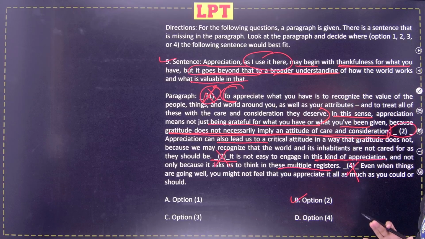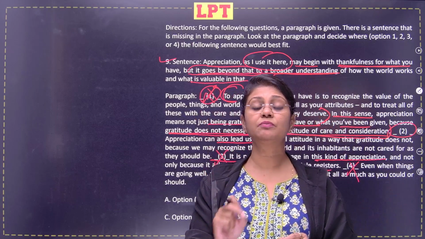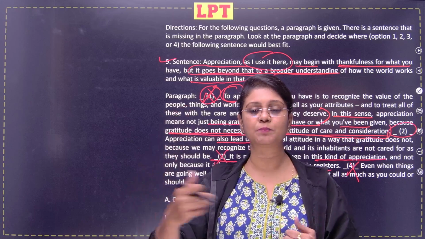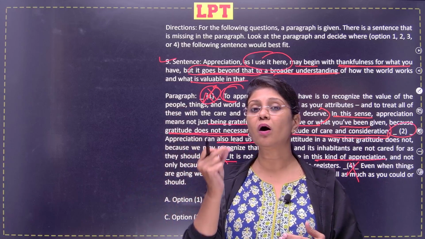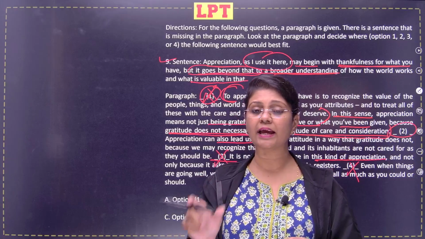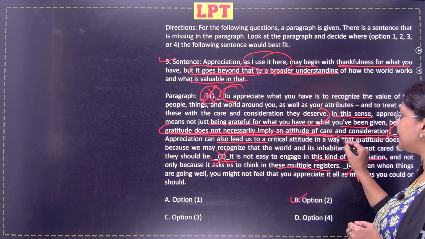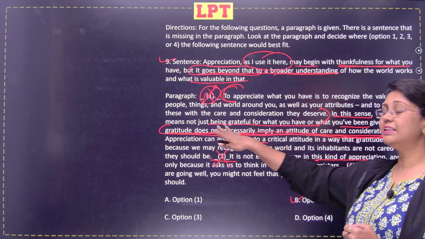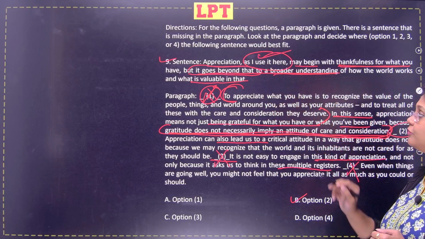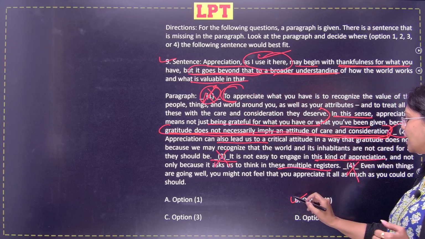So guys, I often tell students that when you're solving a sentence placement question or a sentence insertion question, just figure out where it will not go. And whichever option that you decide, let's say you pick up second option or the third option or the fourth option, you will always have some clue which will give you some idea कि आपने जो ब्लैंक को चूज किया है वो वहां पे फिट हो सकता है या नहीं. सो ये जो लाइन थी यहाँ पे, which was gratitude does not necessarily imply an attitude of care and consideration, with the same idea, you have this statement coming up: appreciation as I use it here may begin with thankfulness, but it goes beyond that, a broader understanding. All right. So then the answer becomes option 2.